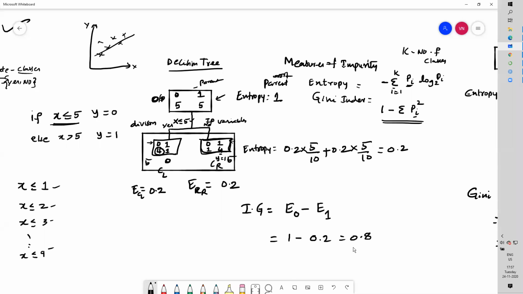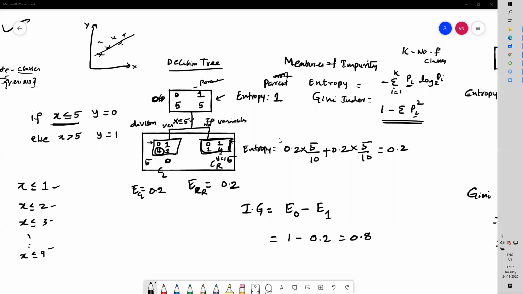Whichever rule gives the maximum decrease in entropy or the maximum decrease in Gini, that is the best rule. That's how we try to learn how to separate a discrete variable using the input variables. Okay, now I'm open for questions. Okay, you want me to explain the entropy again? I will do it, not a problem.